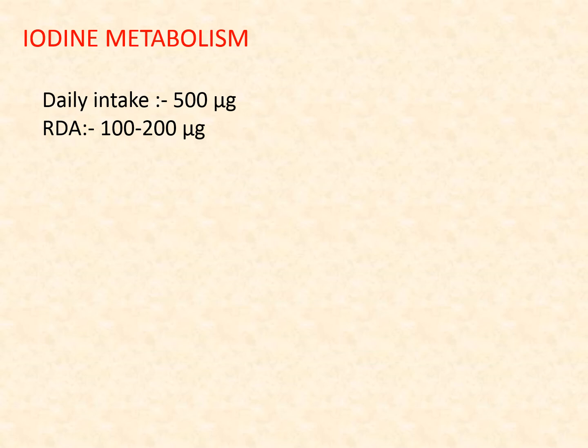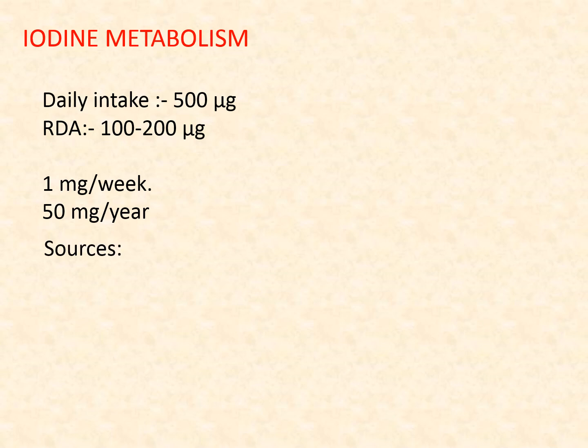So for proper secretion of the thyroid gland, we should take at least 1 milligram of iodine per week, so almost 50 milligram a year. Now the sources of this iodine are mainly seafood, milk, vegetables. You can add one more, iodized salt.